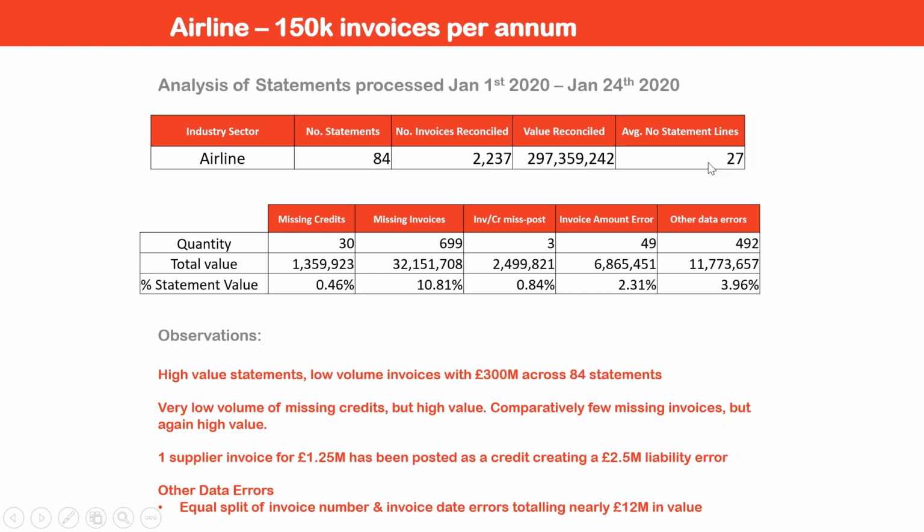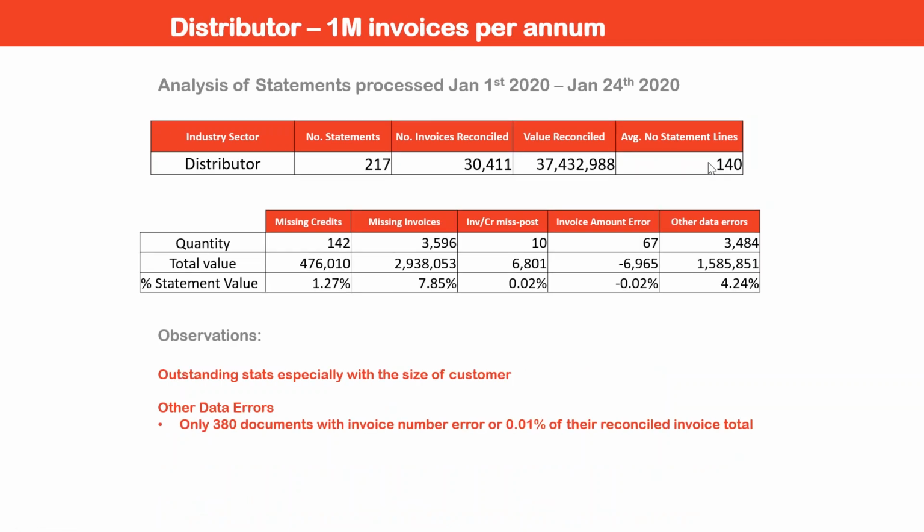This is a higher volume one. It's a distributor. It's a buy-sell entity. So they're doing 1 million invoices per annum, about 140 statement lines on average, 217 statements. And I think if you look at the percentages on here, especially for that size of customer, this is probably the best set of stats I've got in the selection.